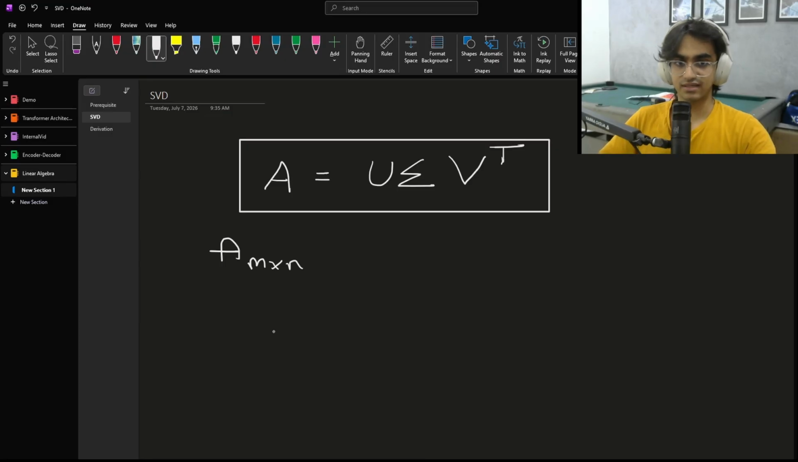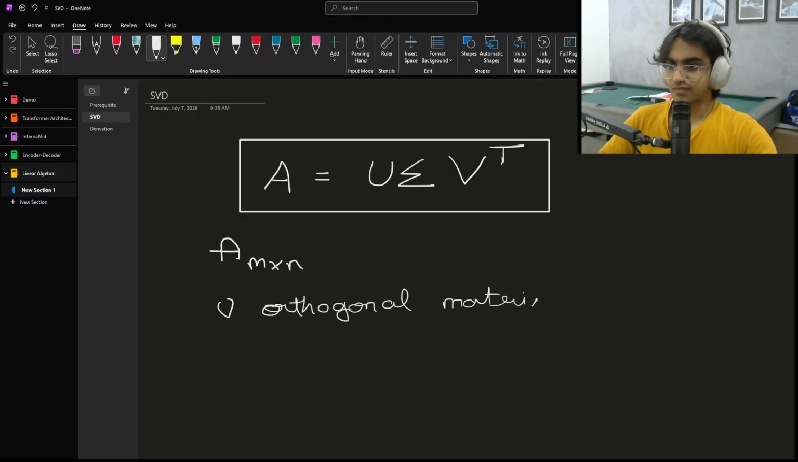So A is your generic matrix. It can be M cross N, it can be N cross N, rectangular or square, whatever. U is an orthogonal matrix of the eigenvectors of the matrix AA transpose. So U is an orthogonal matrix and it comprises the normalized eigenvectors of AA transpose, which means the length of each vector is 1.